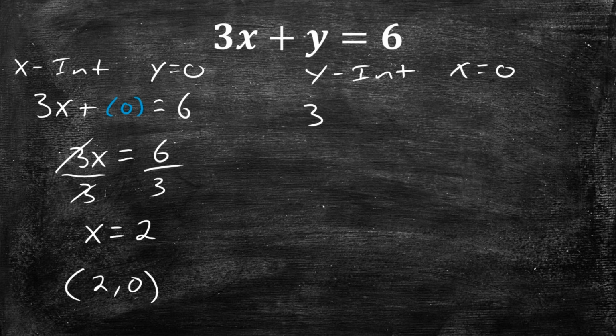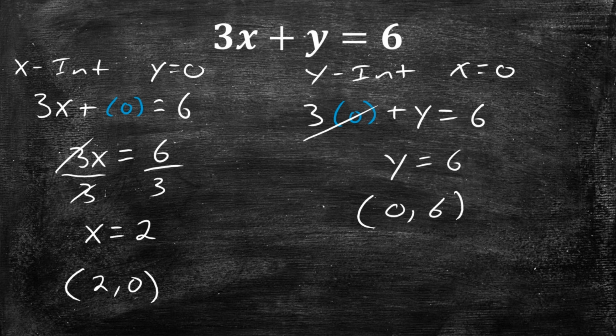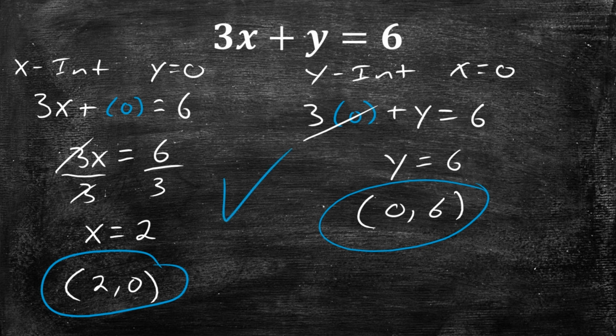So we get 3 times 0 plus y is equal to 6. 3 times 0 is 0, so we get y is equal to 6. And now what we want to do is write that as an ordered pair. So we get 0, 6. So we found our x-intercept here and our y-intercept here. Therefore, example number 3 is complete.